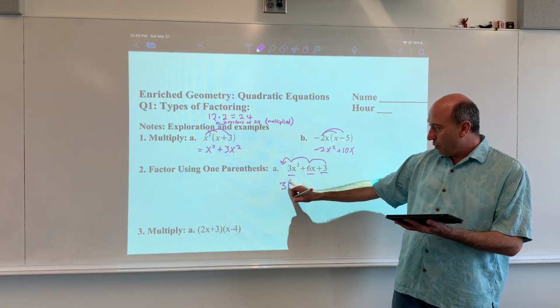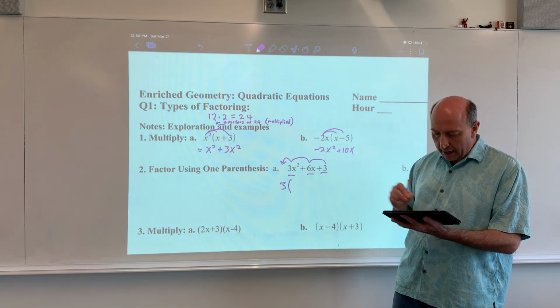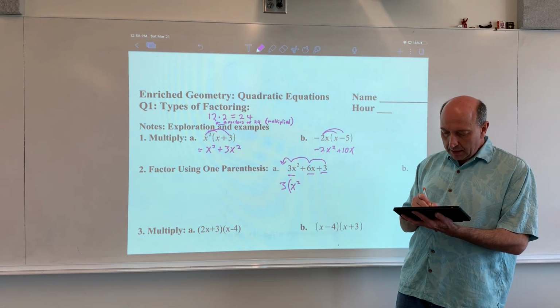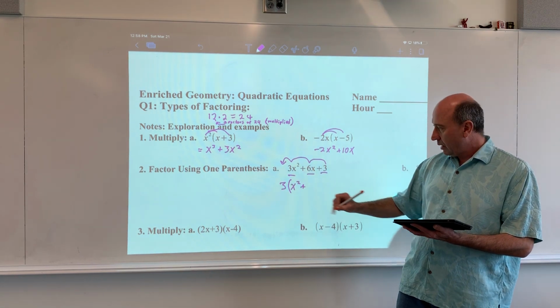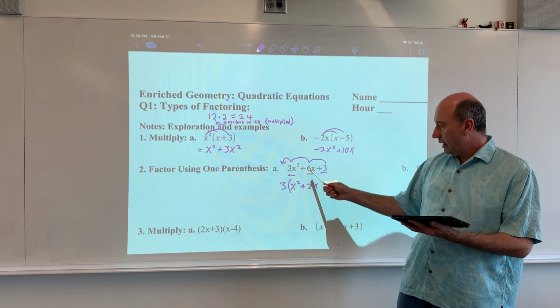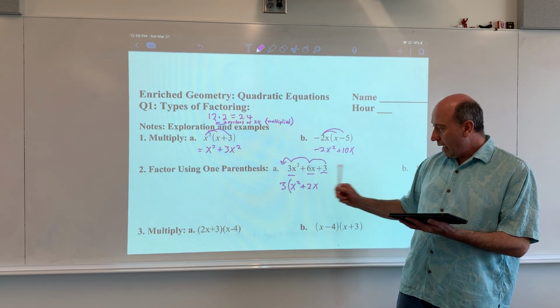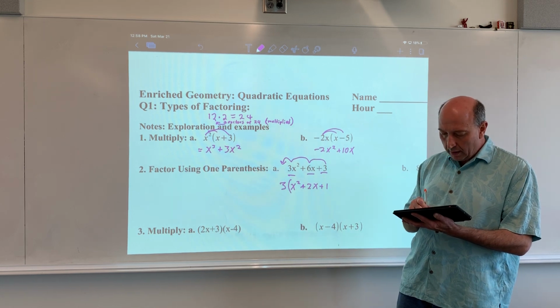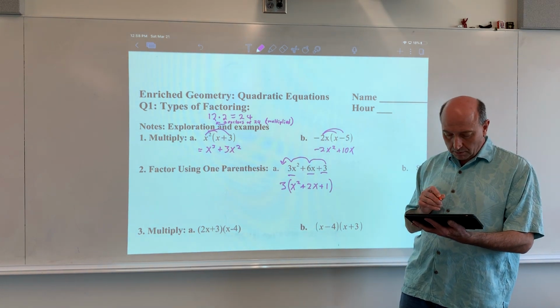So then you can think 3 times what is 3x squared? 3 times x squared is 3x squared. 3 times 2x is 6x. And 3 times 1 is 3.